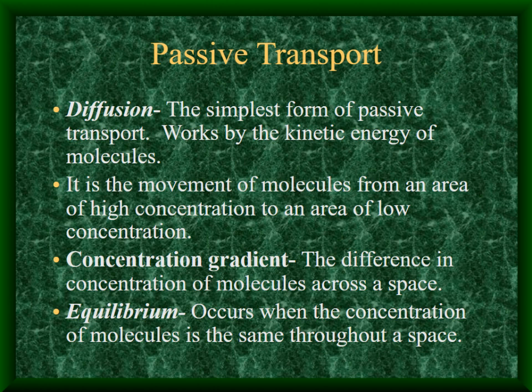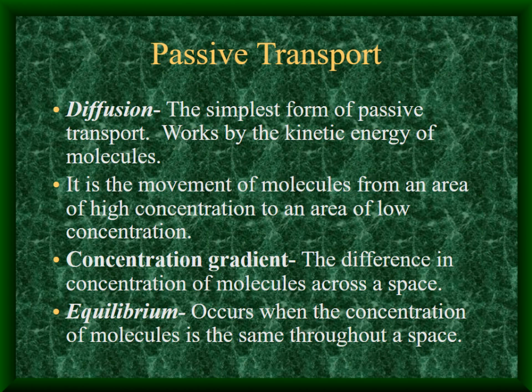Diffusion is the simplest form of passive transport. It works by the kinetic energy of molecules. It's the movement of molecules from an area of high concentration to low concentration. So that is, of course, what we're looking at for passive transport, the path of least resistance.